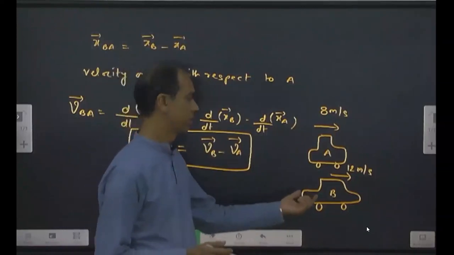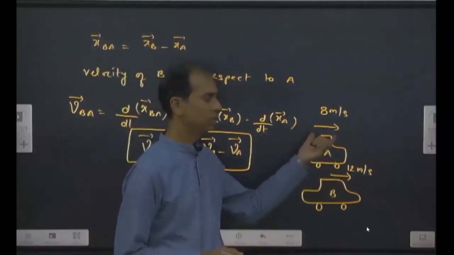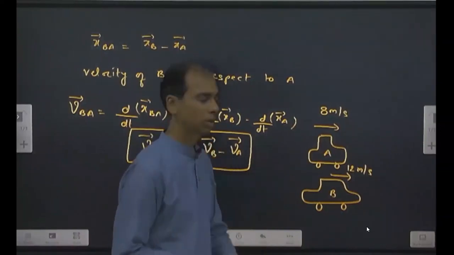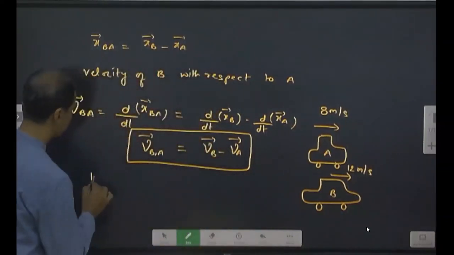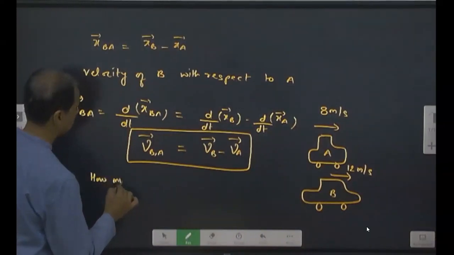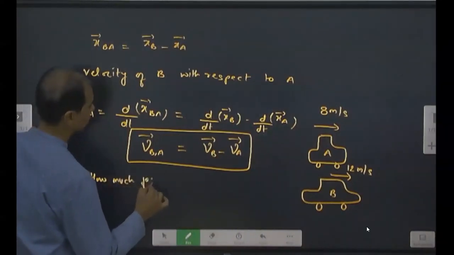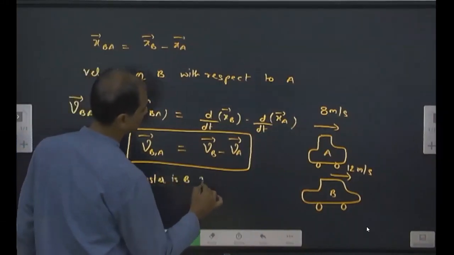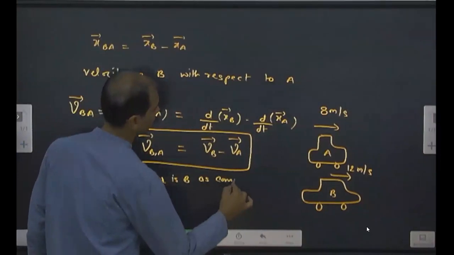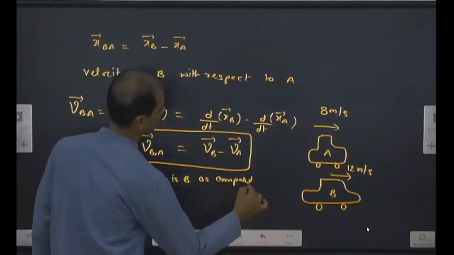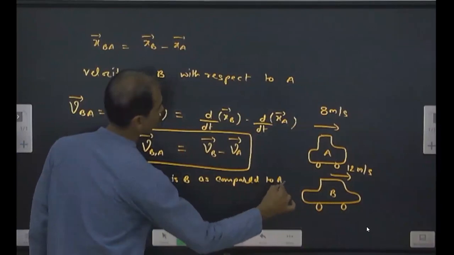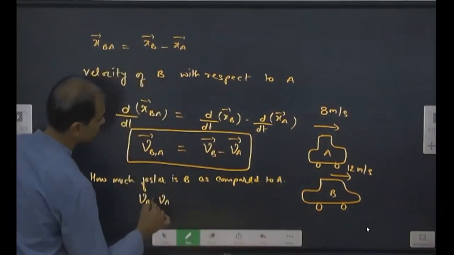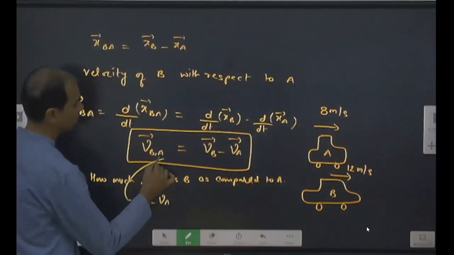4 meters per second. That means velocity of B minus velocity of A. That is only velocity of B with respect to A. Okay. How much faster is B as compared to A? That is only VB minus VA. Okay, that's what we are studying. That is the meaning.